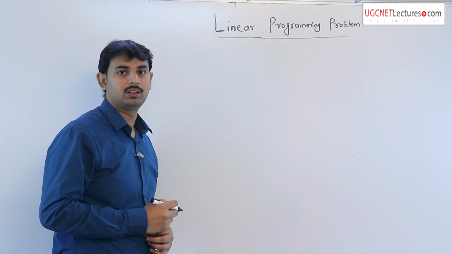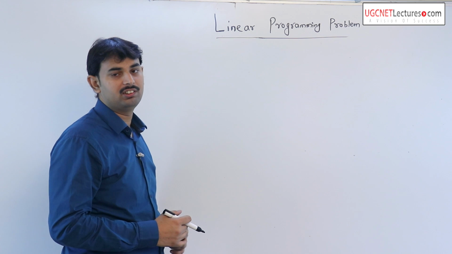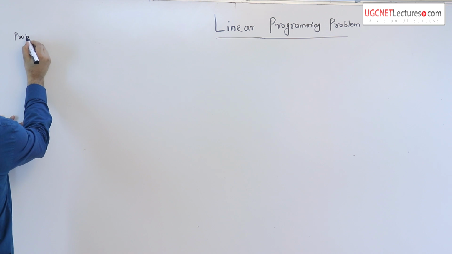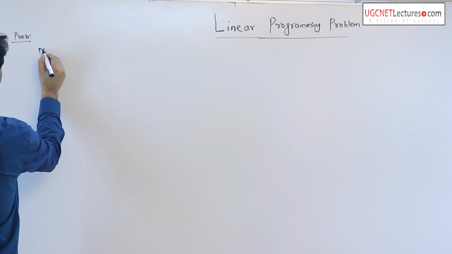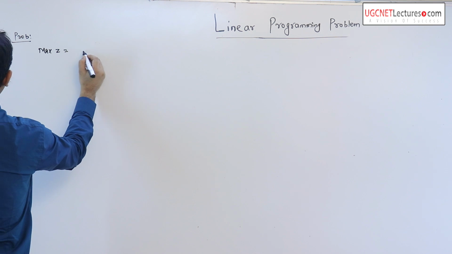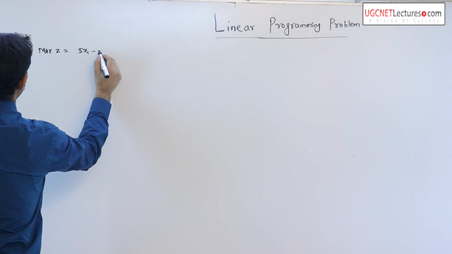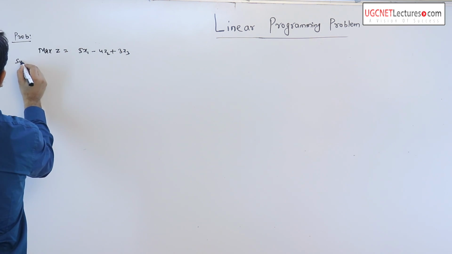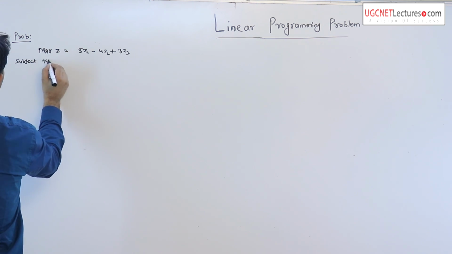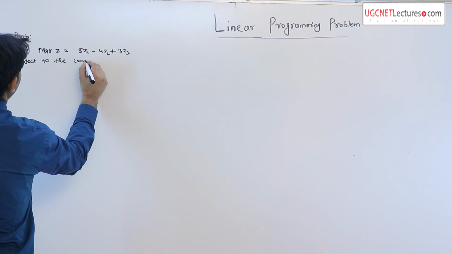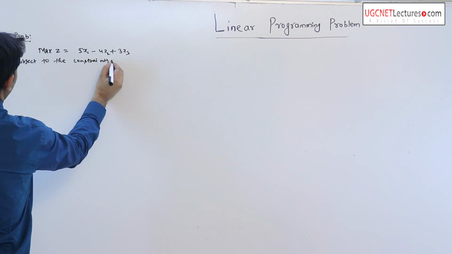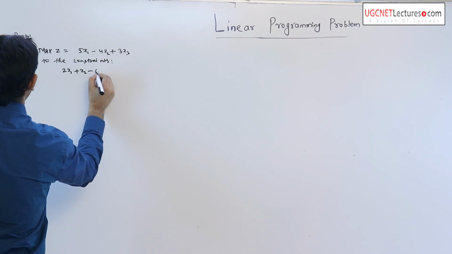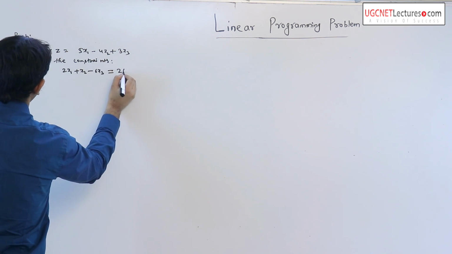Now I will be discussing the two-phase method for solving linear programming problems. For this, take the problem: maximization of z equal to 5x1 minus 4x2 plus 3x3, subject to the constraints. First, 2x1 plus x2 minus 6x3 is equal to 20.